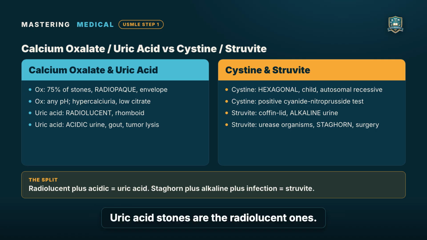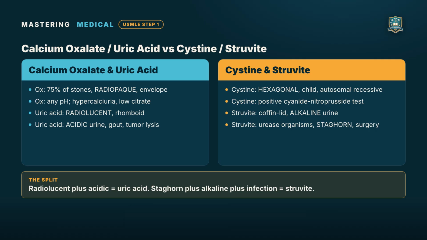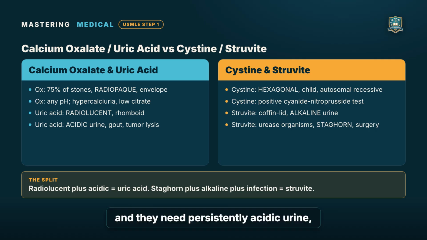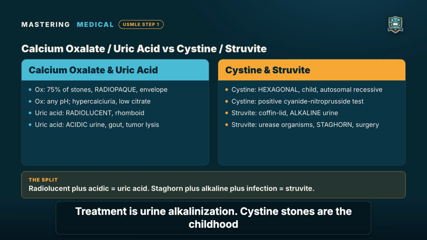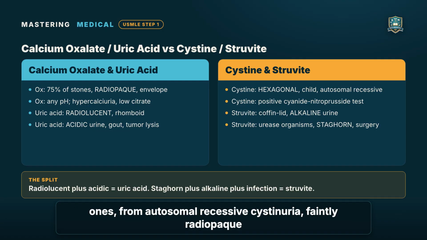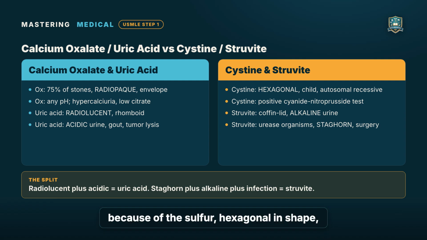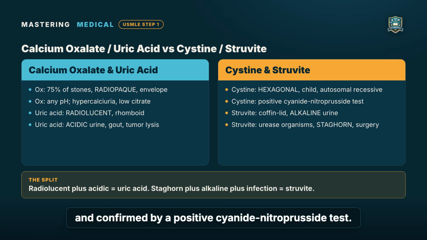Uric acid stones are the radiolucent ones. They do not show on plain X-ray, only on CT. They are rhomboid, and they need persistently acidic urine, so think gout and tumor lysis syndrome. Treatment is urine alkalinization. Cystine stones are the childhood ones, from autosomal recessive cystinuria, faintly radiopaque because of the sulfur, hexagonal in shape, and confirmed by a positive cyanide nitroprusside test.